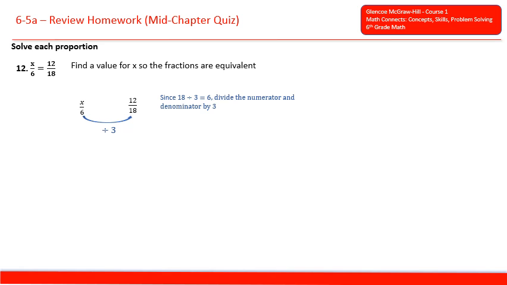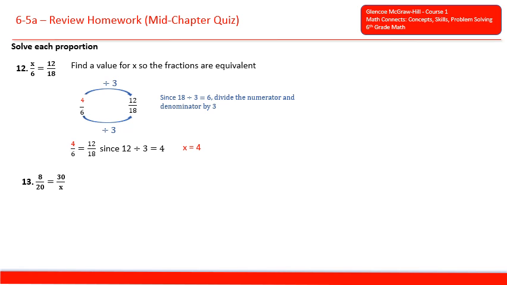So 18 divided by 3 equals 6. 12 divided by 3 equals 4. 4 over 6 equals 12 over 18. Since 12 divided by 3 equals 4, x equals 4.